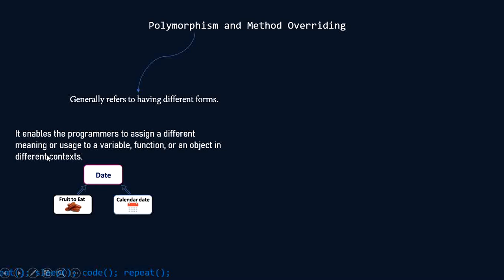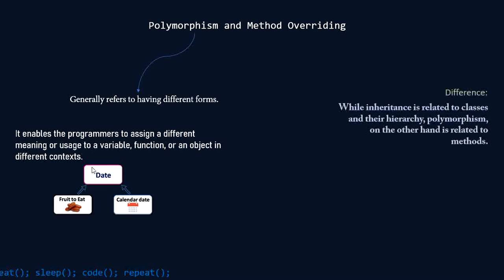Now what exactly does polymorphism help us with? Polymorphism enables a programmer to assign a different meaning or usage to a variable, function, or an object in different contexts. We will take an example in further videos, I guess.